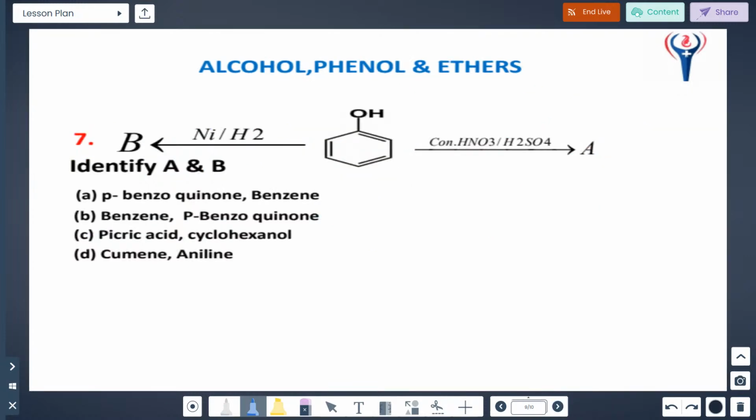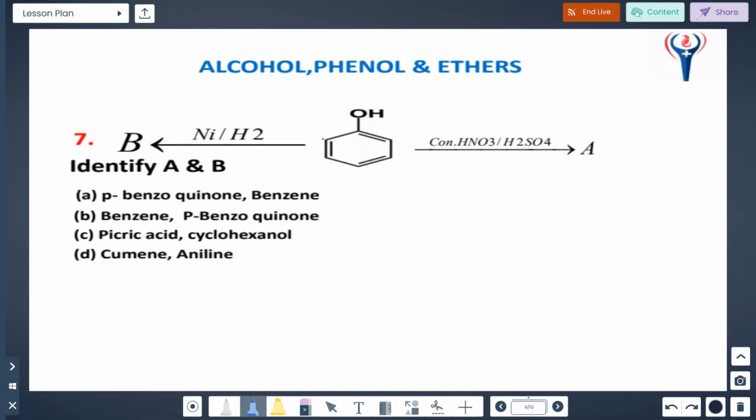7th one. So phenol is given. If you go right hand side, we get one product. If you go left hand side, we get another product. Phenol reacts with concentrated nitric acid and sulfuric acid. If you see this, you must know that nitration is taking place. First of all, you should know phenol is an ortho-para directing group. Concentrated nitric acid means all positions. This is an ortho position, this is also an ortho position, this is the para position. 2 ortho positions and 1 para position.